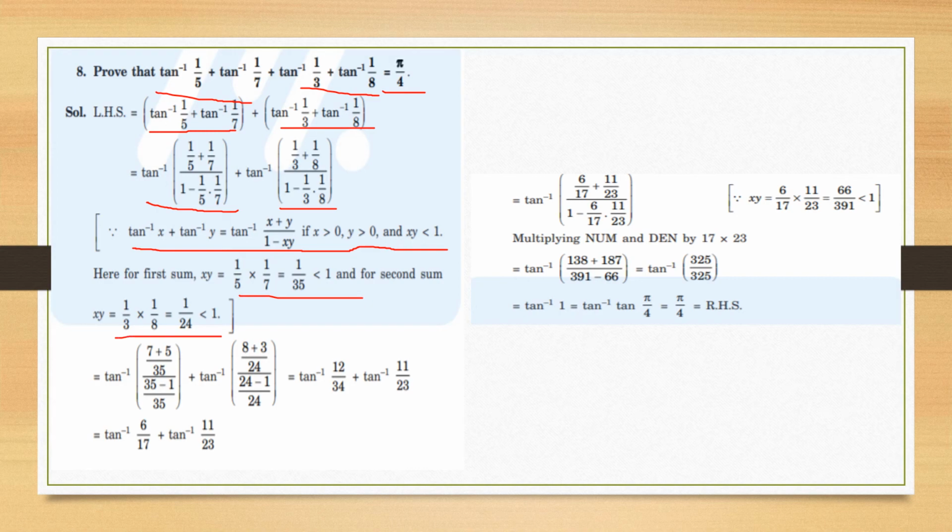That's why this formula is applicable. Now it gets reduced to another tan inverse 12 by 34 plus tan inverse 11 by 23. So in reduced form it becomes tan inverse 6 by 17 plus tan inverse 11 by 23. I'll again check xy, which is less than 1. So again this formula can be used as tan inverse of a plus b upon 1 minus ab. Now after calculation and taking LCMs, it can be reduced to tan inverse 1. So 1 is tan pi by 4, so I'll get pi by 4 as my answer, which is my required right hand side also.